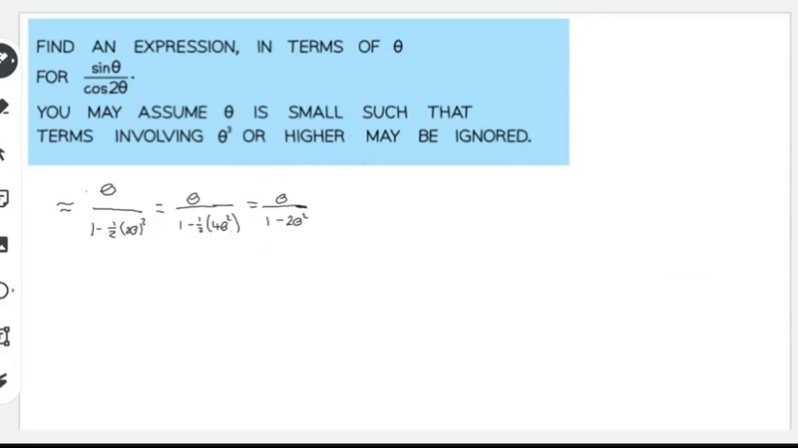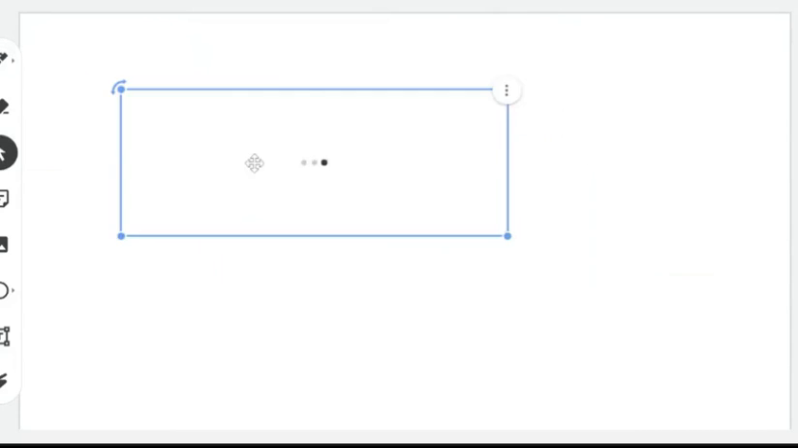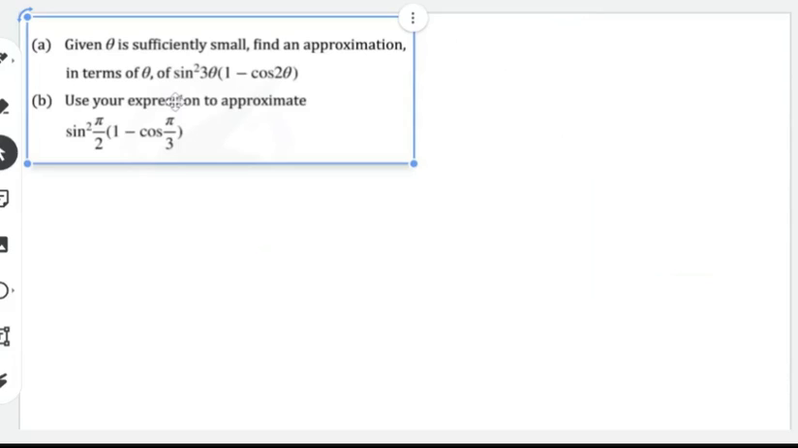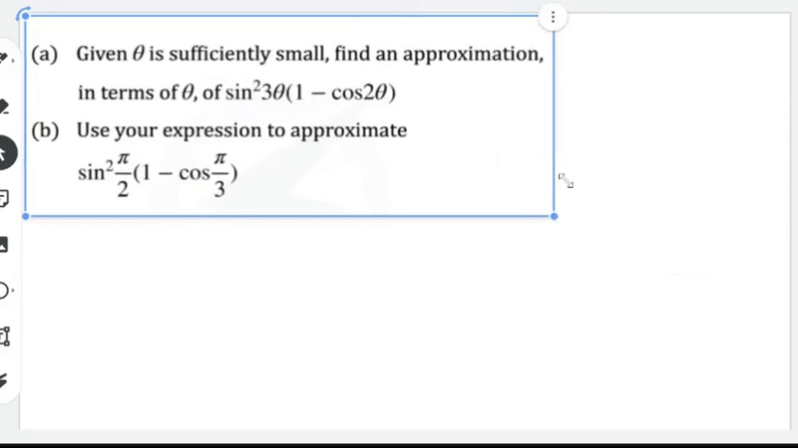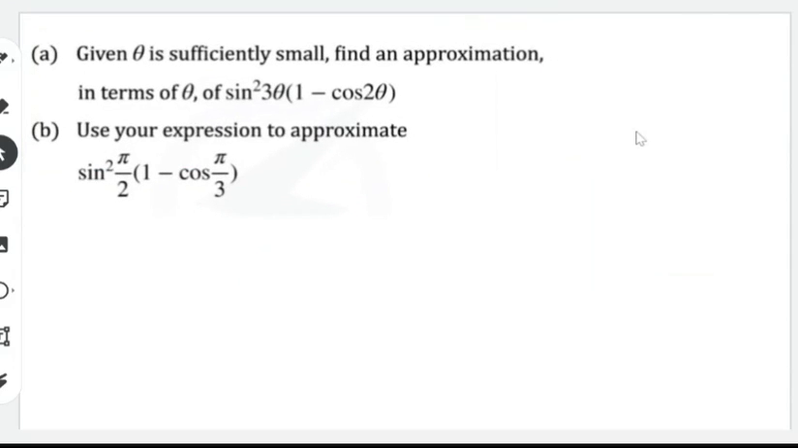I've got another question on small angle approximations. Well, I guess you're just following on. Yeah, I'm doing both. Oh, cool.